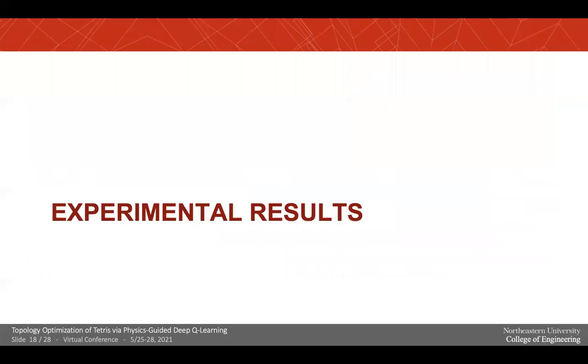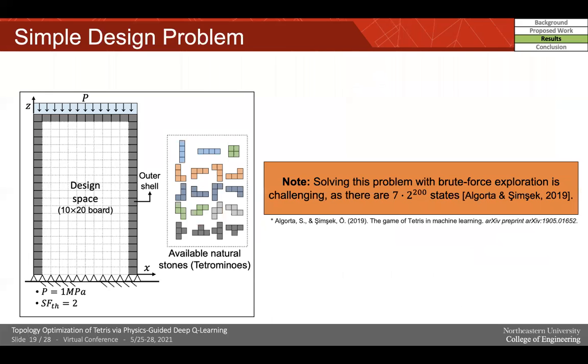From the next slide, I will present the experimental results. First, a simple design problem is tested under the same scale of the Tetris game. In other words, for a 10 by 20 board using Tetris workpieces. Here, a vertical pressure of 1 megapascal is applied, and the masonry should have a safety factor higher than the threshold of 2. While the problem seems simple, identifying an optimal design is time-consuming as it involves too many states.